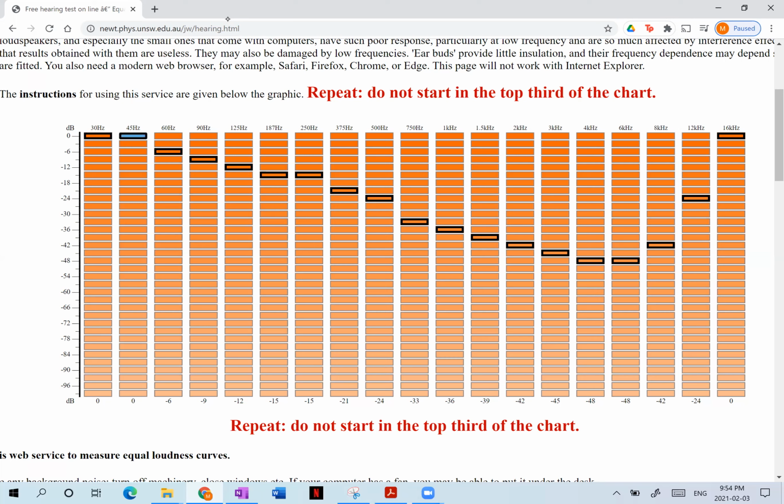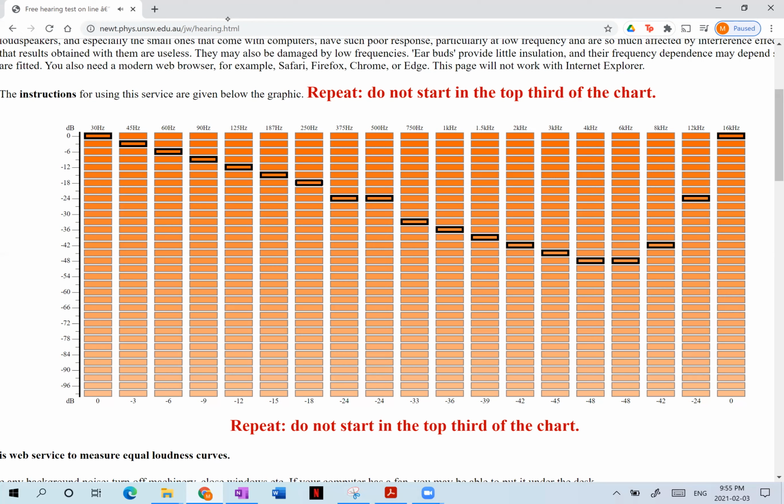So if I play 45 Hertz here, yeah, I can barely hear that. 60, barely hear it. 90, okay, 125. Now I'm starting to hear that. And I've got my speaker cranked on my device here, but I can barely hear 125. Now if I play the next note, it's getting louder. What I'm doing is comparing one note to the next. So here's 187 versus 250. 250 sounds louder, so I'll lower it. Now they sound about the same. Okay, it sounds about right.